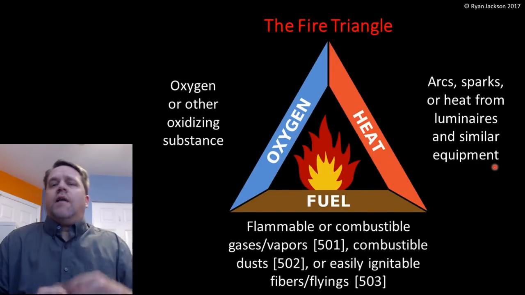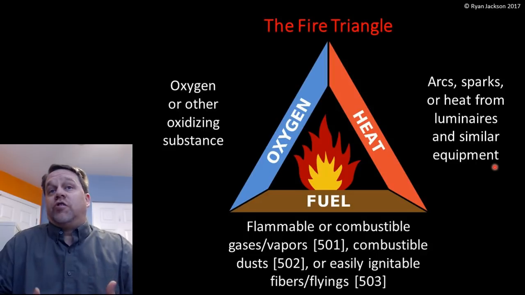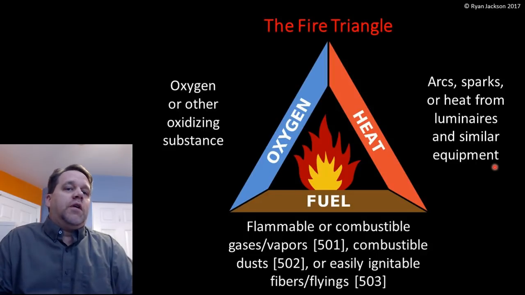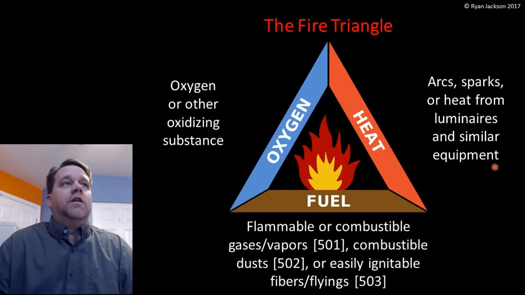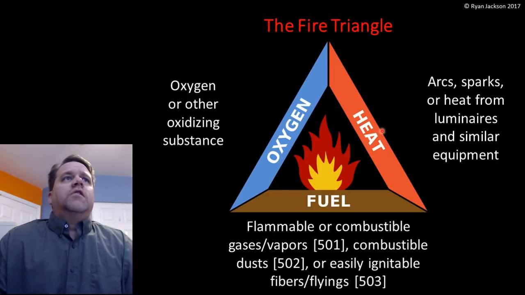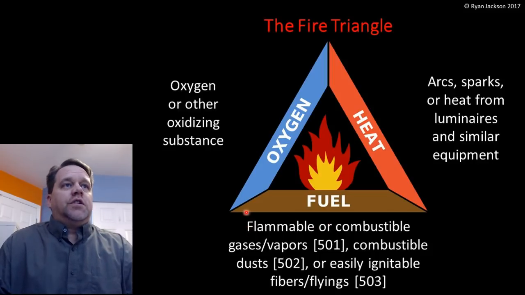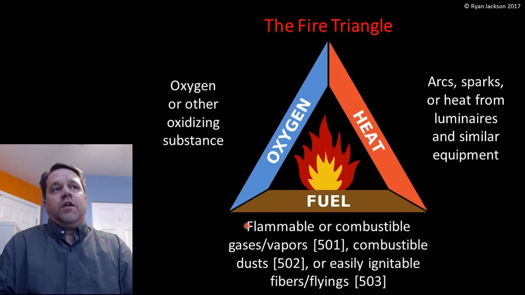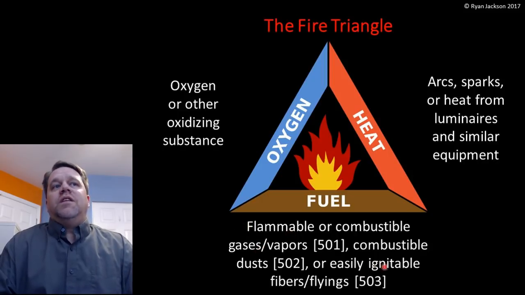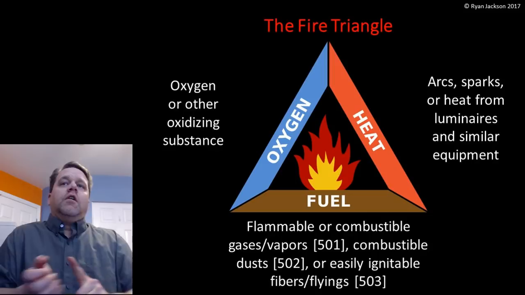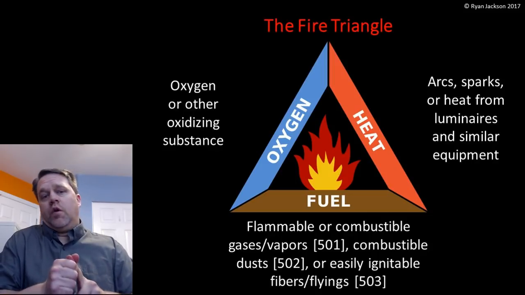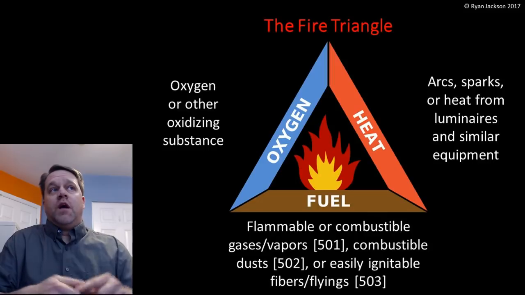This is often described in the context of the fire triangle, and this is a concept that's been around for decades, probably longer than that even, but it's quite valuable and it's accurate. So I have to have three things to have a fire. Number one is the fuel source. If I don't have fuel, then obviously I can't have combustion. So for the purposes of this discussion, the fuel is going to be either a flammable or combustible gas or vapor, and we're going to talk about those, or a combustible dust, or an easily ignitable fiber or flying. Those are the types of fuel that the code addresses.